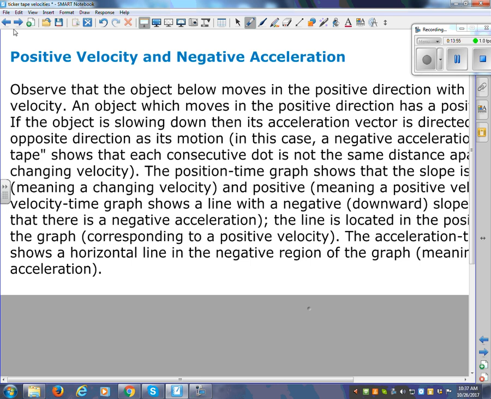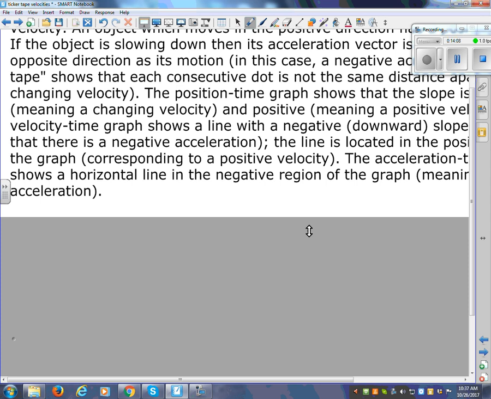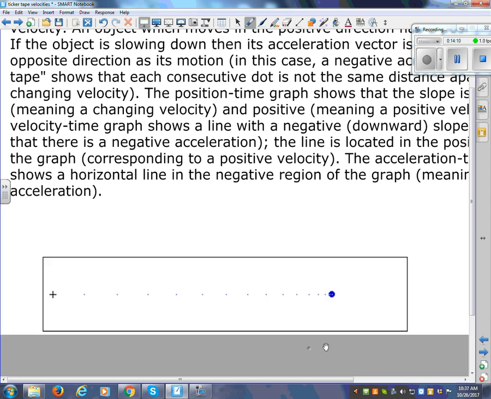Positive velocity means it's moving to the right, but negative acceleration means that it's going to be slowing down. So going to the right, but slowing down. What are the dots going to look like? Getting closer together. Okay, you guys try the graphs while I do my tests.